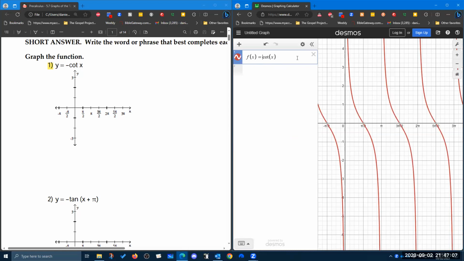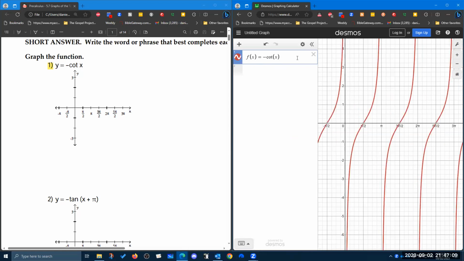All right, let's take a look now at some of these graphs. The first thing we're going to do is put a negative in front of the cotangent graph, and we're going to see that it looks a whole lot more like the tangent graph now, but it's been shifted pi over 2 units, again because they're cofunctions. That's why it does that.